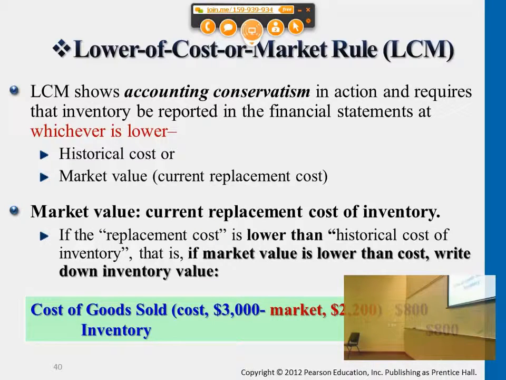Usually the market price will be lower than the retail price. But if it's the opposite, you can't sell the product at $3,000 anymore because all your competitors are selling the product at $2,200. You capture the differences here and reduce your inventory value by $800 to match the current market price. Okay, so the replacement cost here is the current market value for that product.